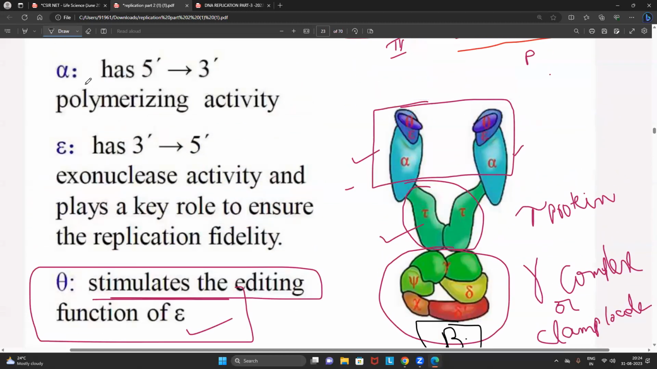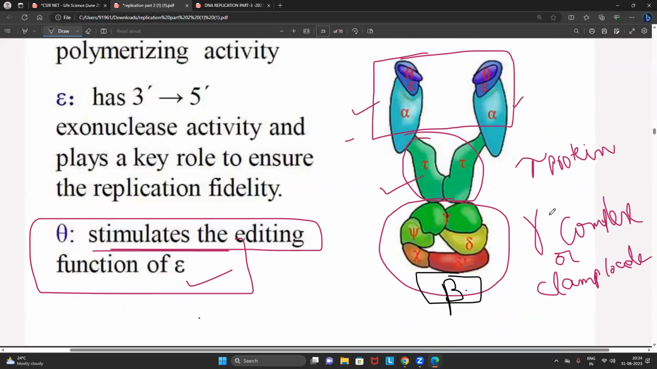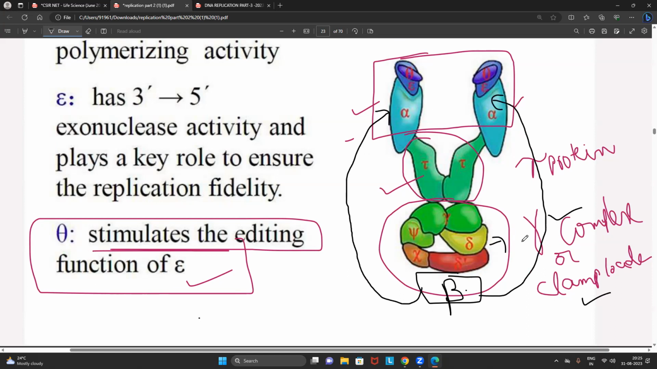Beta clamp. Now you all have to ask me, sir, what does this gamma complex or the clamp loader do? Every student listen. This gamma complex will take this beta clamp protein and add it on the core enzyme. There are many beta clamps. So on the leading strand there is a beta clamp, and on the lagging strand also a beta clamp. Whenever this clamp loader takes the beta clamp and adds it to the core enzyme, then the core enzyme starts working super fast, and it will work accurately with the highest processivity.